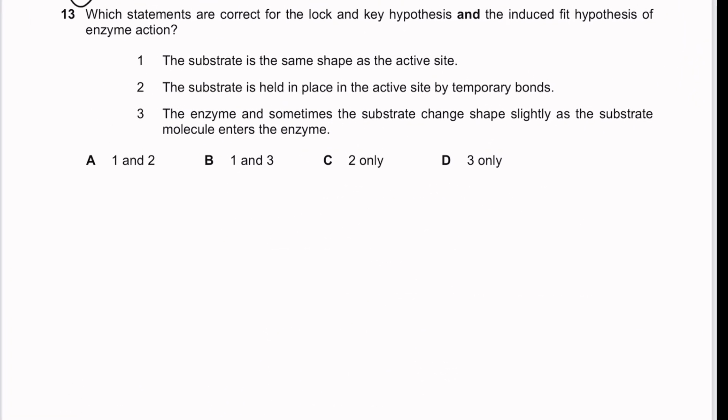For number 13, which statements are correct for the lock and key hypothesis and the induced fit hypothesis of enzyme action?